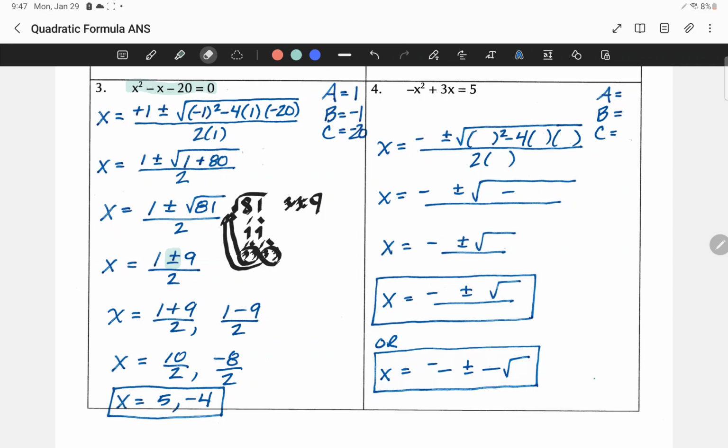So do I have to change this equation to standard form? And the answer is 100% yes, because we need to move the 5 to the left. It's not on the left, so let's rewrite it. So instead of having that, we're going to have negative x squared plus 3x minus 5 equals 0. Now, my a is going to be negative 1, my b is going to be 3, and my c is going to be negative 5.